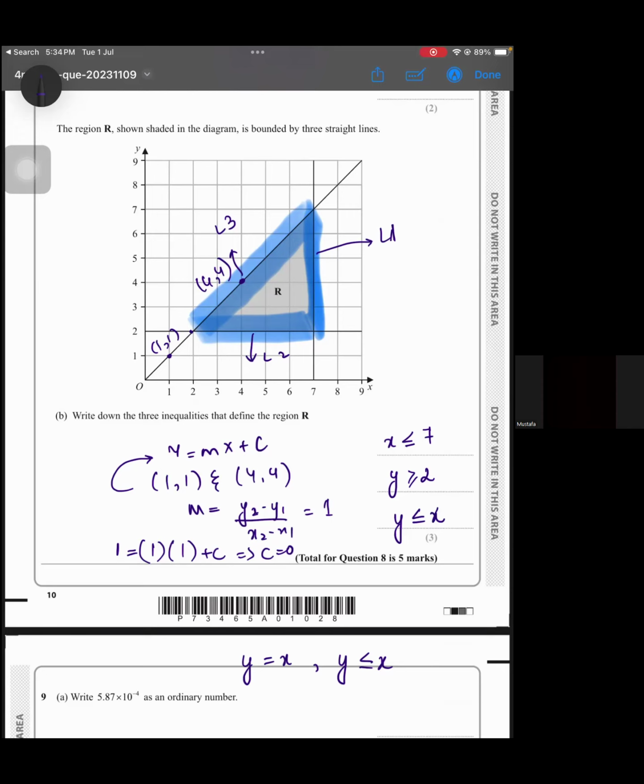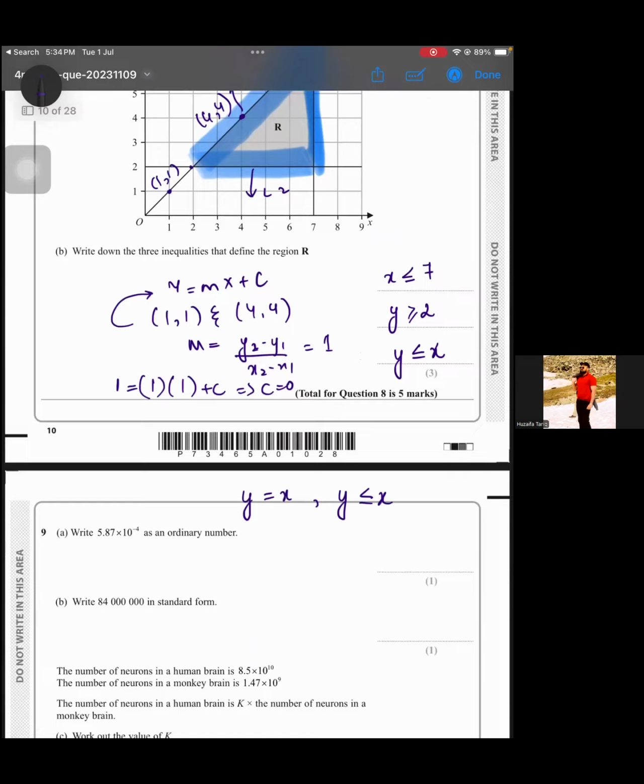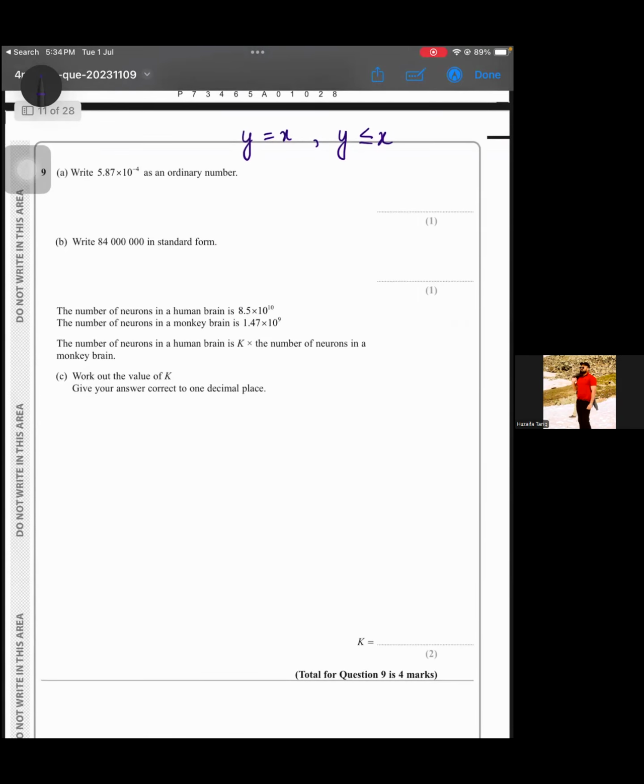Yes. These are the 3 inequalities: x is less than or equal to 7, y is greater than or equal to 2, and y is less than or equal to x. The next question, question number 9.